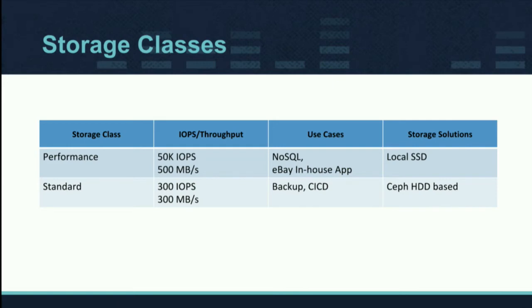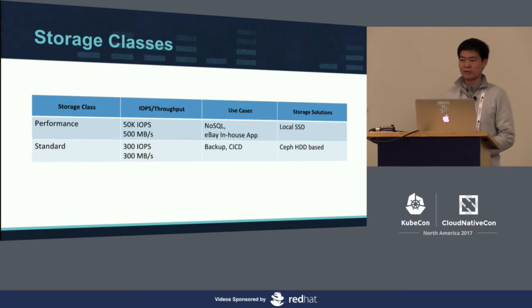The second storage class is standard. It can provide 300 IOPS or a maximum of 300 megabytes per second throughput. The use cases are like the backup service or eBay CI/CD that Kasik and Xiaogang introduced in yesterday's session. The storage backend is a Ceph HDD based cluster. In Kubernetes, it's our Cinder volume.